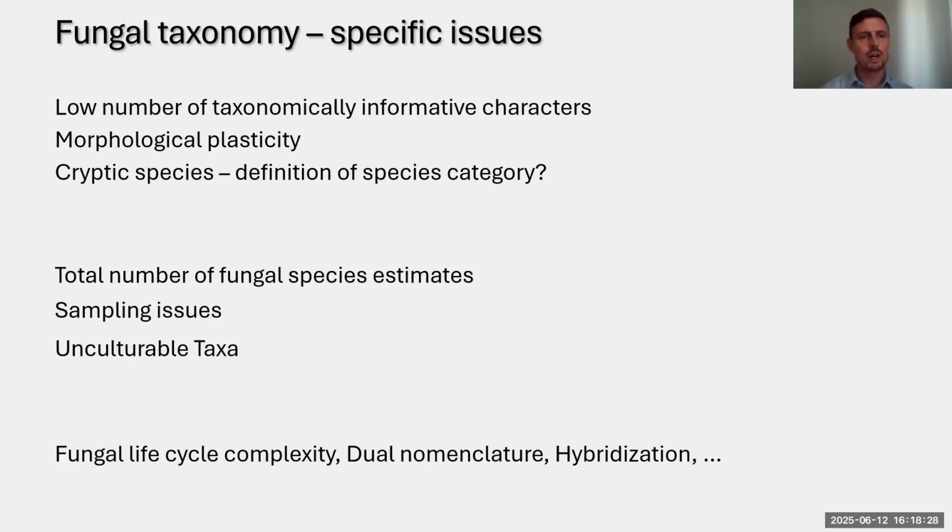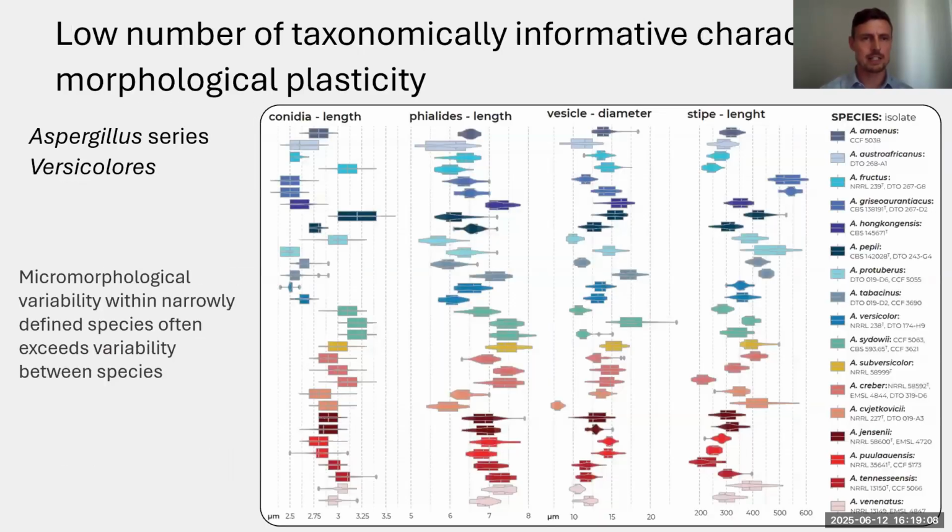And there are two other issues connected with this sampling problem. It's the fact that there are lots of unculturable taxa which are sampled only through metagenomics or environmental DNA sequencing, and also the fact that there are these estimates of the total number of fungi. So I will get to these topics a little bit later.